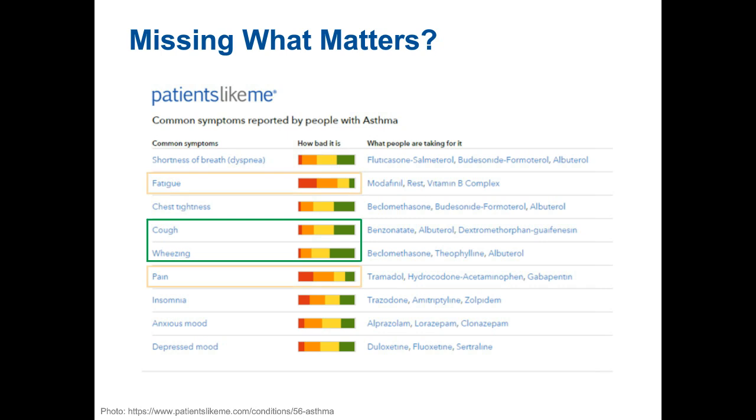But I'm going to add another box. Once you look in orange boxes, the two symptoms that stand out the most in terms of severity. So in this case, you've got fatigue reported 69% severe or moderate, pain, 63% report severe or moderate pain. Yet I rarely see fatigue and pain as specific outcome measures in asthma research.